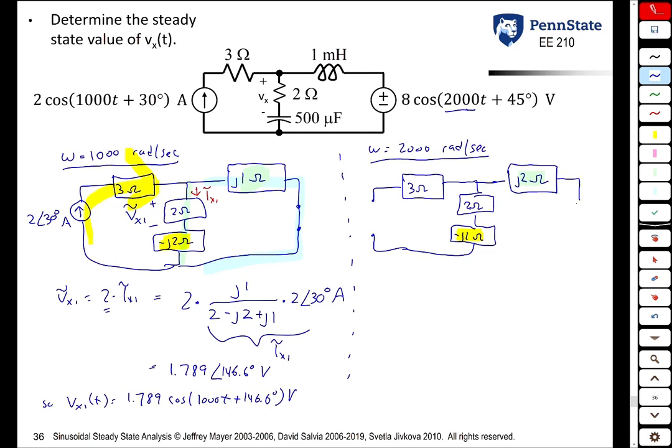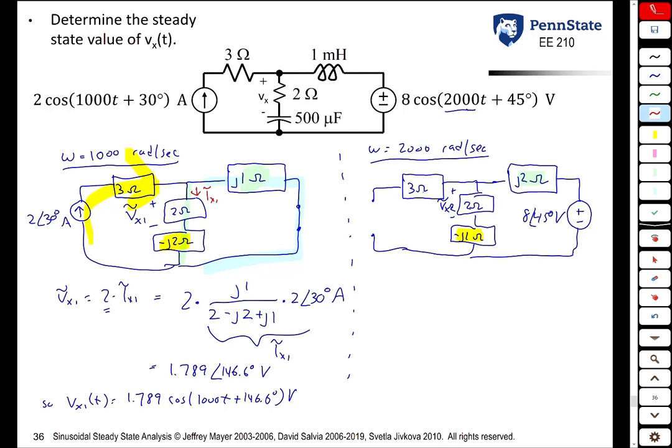Now the voltage source does exist in this case, and its value is 8 at an angle of 45 degrees. And once again, we're looking for this voltage. We'll call it Vx2 tilde.